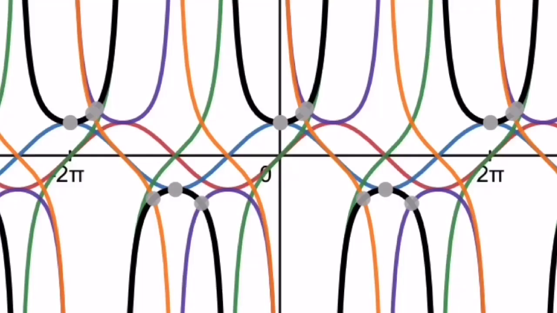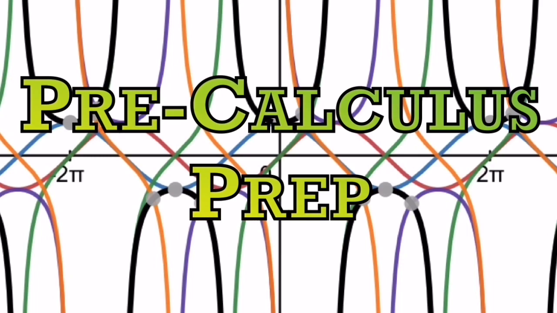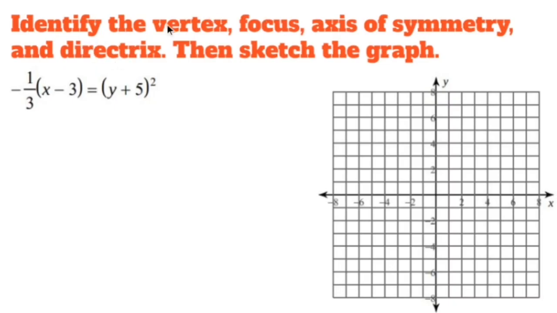Parabolas. Identify the vertex, focus, axis of symmetry, and directrix, then sketch the graph. First things first, we need to realize that this is a parabola because one of my variables is squared and one of my variables is not. But this is different because it's the y that's squared and the x that's not. So this is going to open sideways, and we have to figure out which way that sideways is going to go.